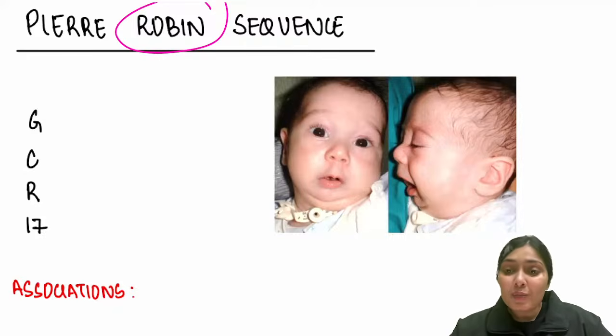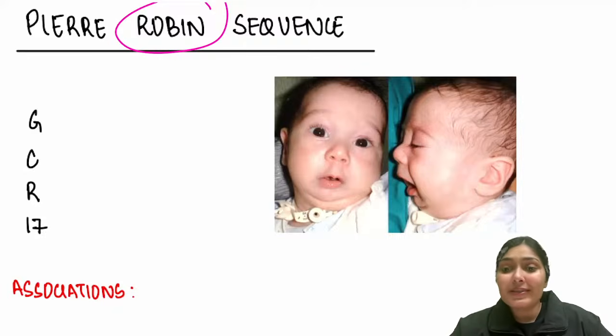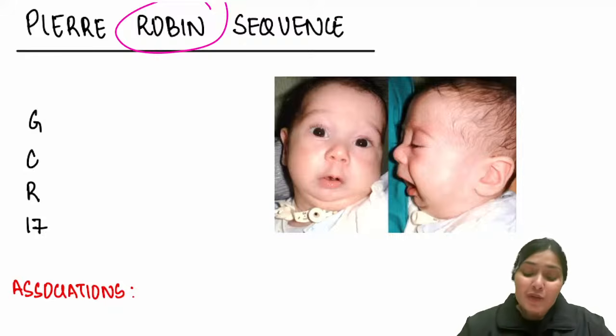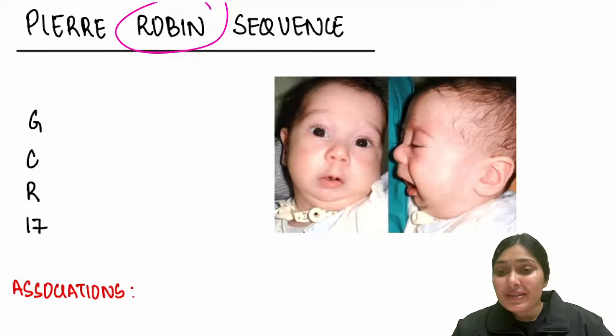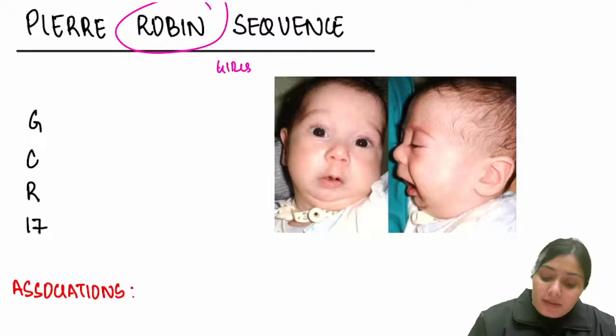So most of us enthusiastically join MBBS at 17, at the age of 17, right? And if you're a girl, you are going to read this Robbins in your girls' common room. So the mnemonic to remember this Pierre Robin sequence is girls' common room, at the age of 17.